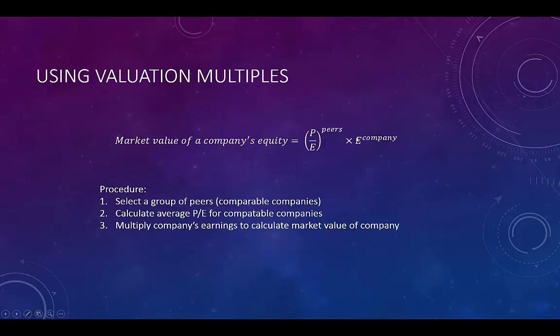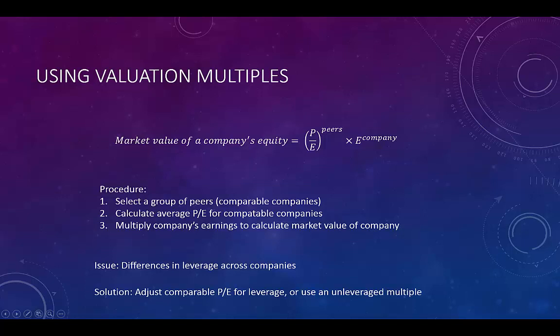The procedure for using valuation multiples is as follows. First, select a group of peers or comparable companies. These are typically companies that are in the same business or industry as the company you're trying to value. Then, calculate the average multiple, for example PE, for all the companies. Then, use this industry average multiple to value the company's equity, like we did up here. However, there could be an issue related to the effect of leverage on a multiple such as PE. For this reason, it might therefore be more appropriate to use an unleveraged multiple. A popular unleveraged multiple is the enterprise value to EBITDA ratio.